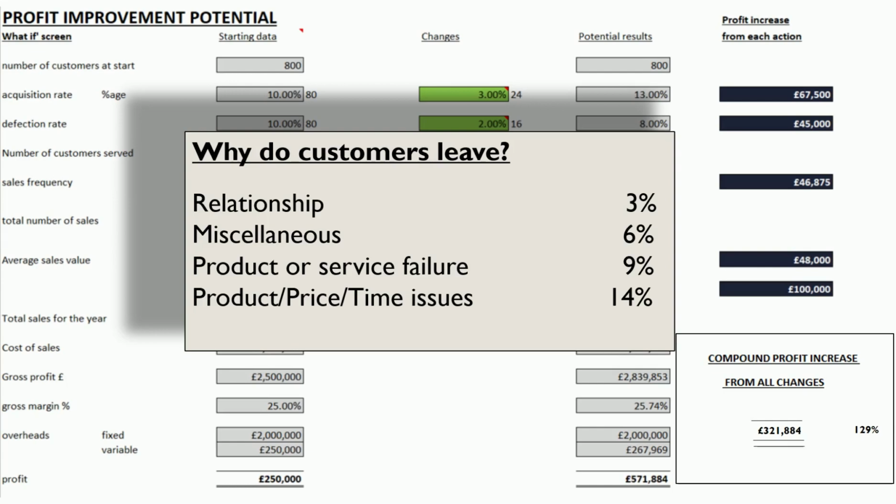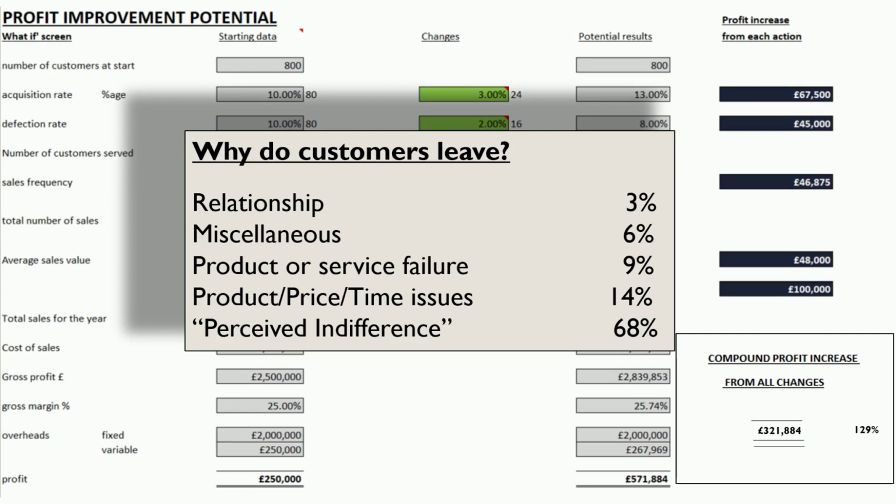And the price issue was not you were a little bit more expensive. The price issue was they thought it was £100, you were going to charge them £200, miles out on price. So 14% of customers who left you left because you didn't have what they wanted, you couldn't do it on time, or you weren't even in the game on price.